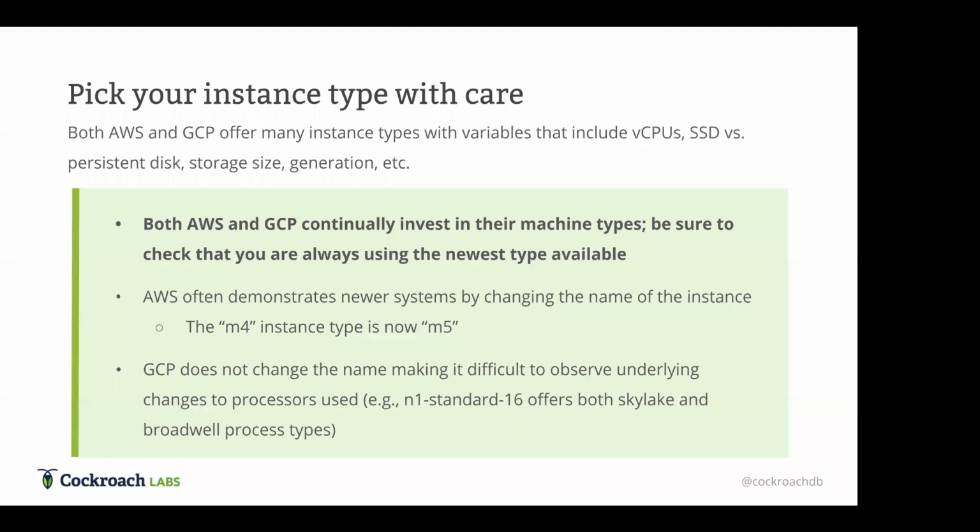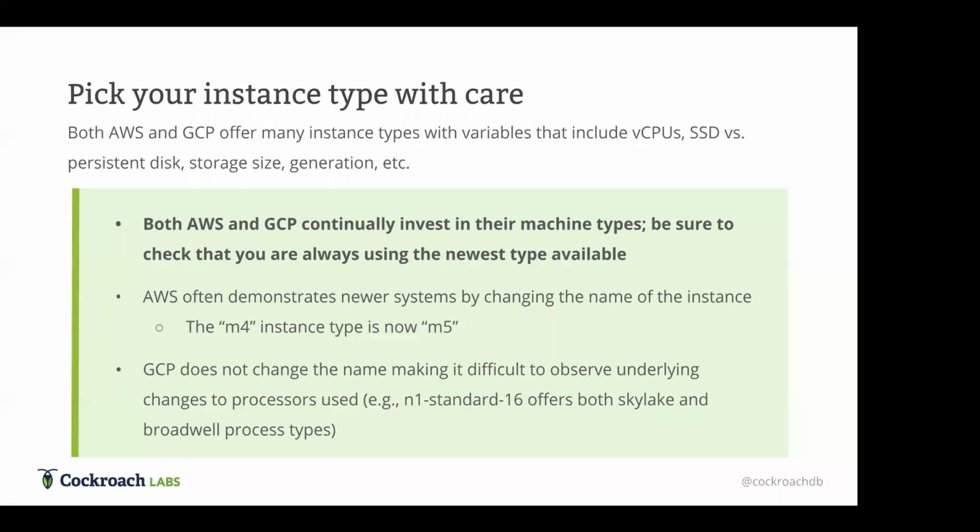The first thing I'll say is that it's really important to pick your instance type with care. There are many options on AWS and GCP that include variables like CPU, SSD versus persistent disk, storage size, and so on. Because both AWS and GCP continually invest in these machines, there are often new versions available. On AWS, we'll take the general purpose machine type, the M series here. The M4 was the previous generation. Now there's an M5 generation.